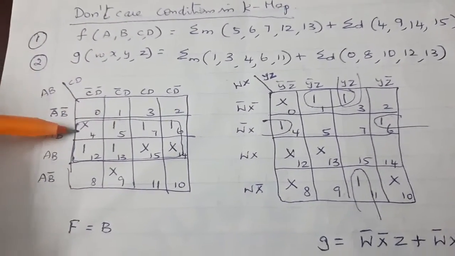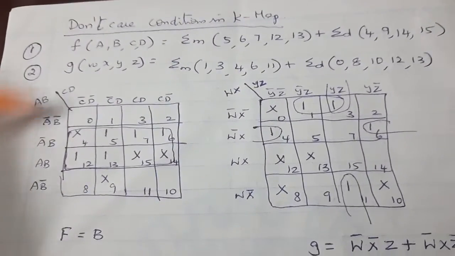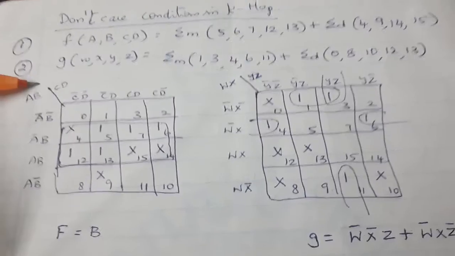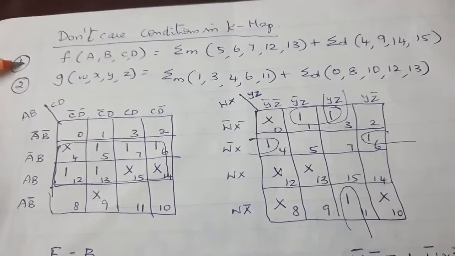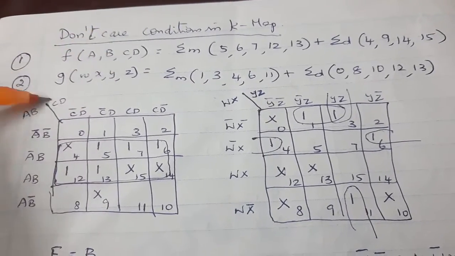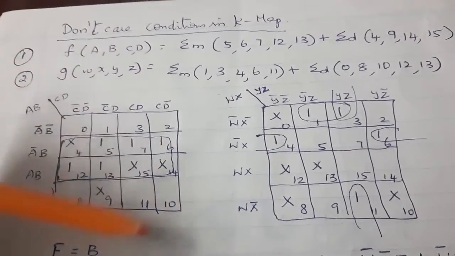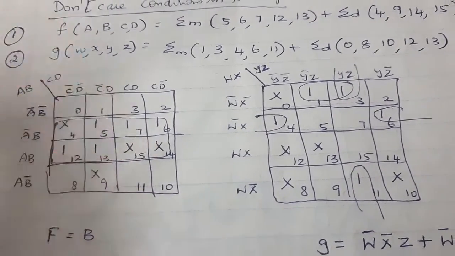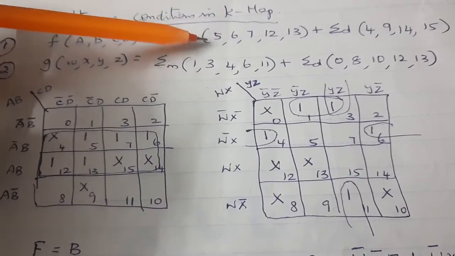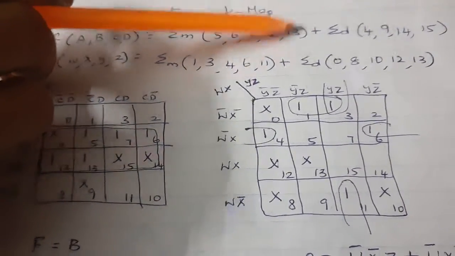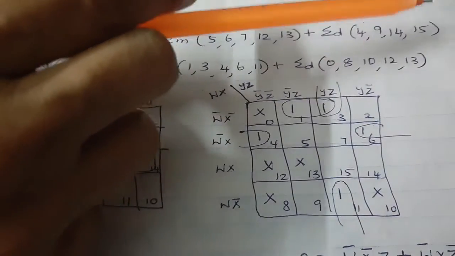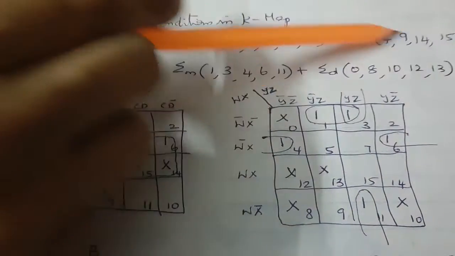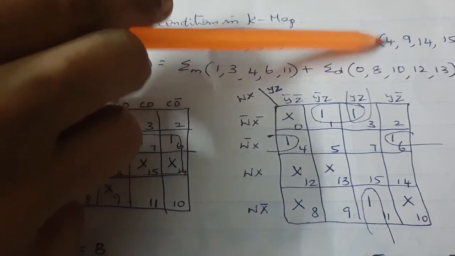Okay, we are going to do a 4 variable map. Let me take this first one. The second one, you try by yourself. After you watch this video, try it yourself. For the first one, I have taken A, B, C, D. It's a 4 variable map, so put a 16 square box and mark it with the min-term values. Now I have min-terms 5, 6, 7, 12 and 13, and the don't cares are 4, 9, 14, 15. So all these min-terms will take 1. All the don't cares will take X.